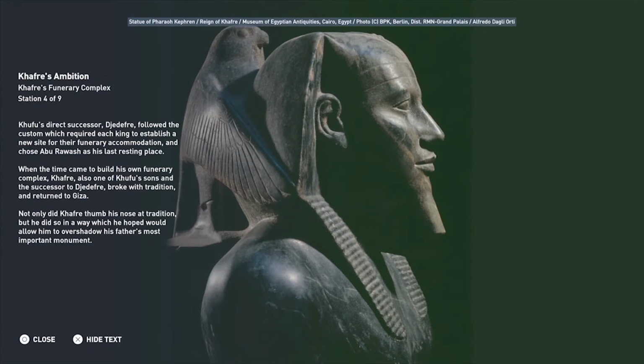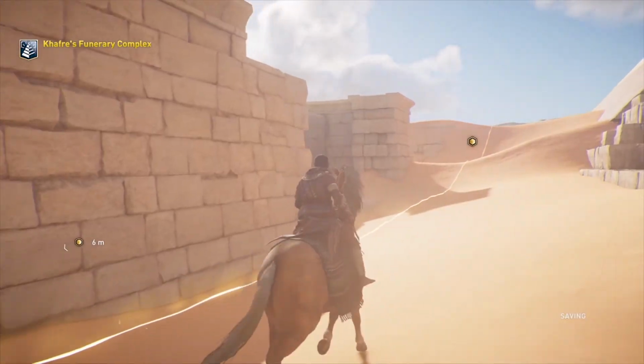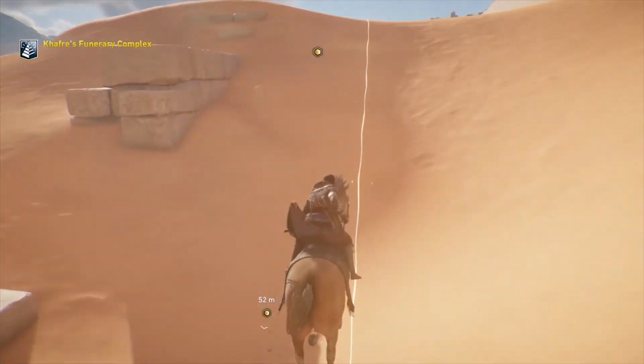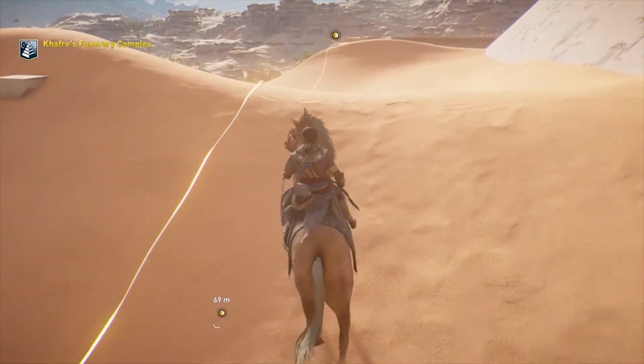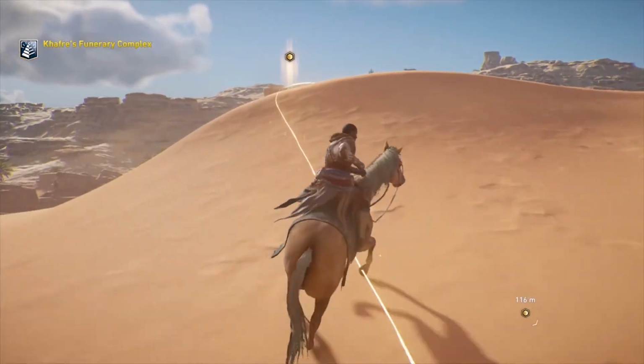Khufu's direct successor, Jettafre, followed the custom which required each king to establish a new site for their funerary accommodation, and chose Abu Rawash as his last resting place. When the time came to build his own funerary complex, Khafre, also one of Khufu's sons and the successor to Jettafre, broke with tradition and returned to Giza. Not only did Khafre thumb his nose at tradition, but he did so in a way which he hoped would allow him to overshadow his father's most important monument.